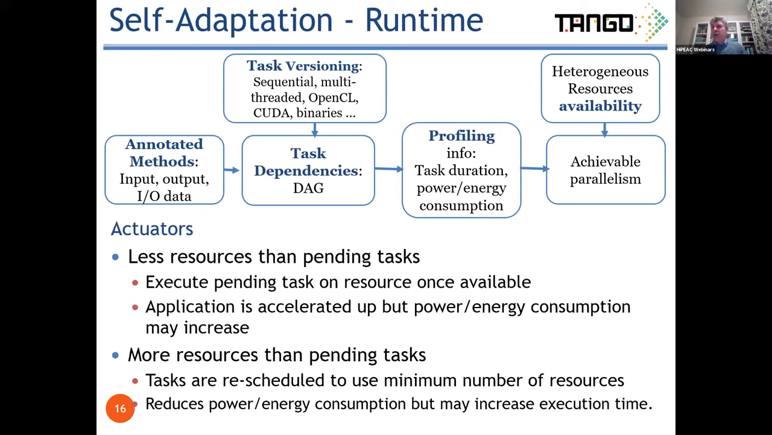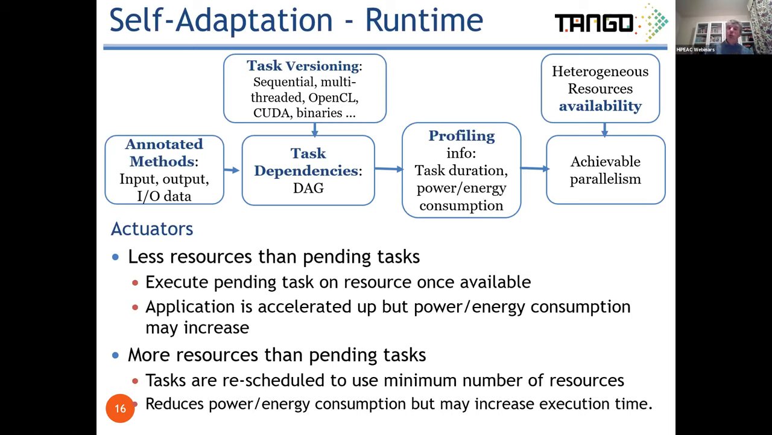You take the task versioning, whether it's sequential, multi-threaded, OpenCL, CUDA binaries, you name them. You look at the task dependencies because you have a directed acyclic graph. And then you let the runtime get the profiling information in terms of task duration, power consumption, energy consumption. Then as an outcome of this, you will achieve the parallelism that you actually need, by looking at the availability of the heterogeneous resources in your environment.